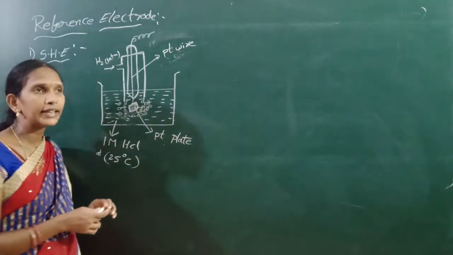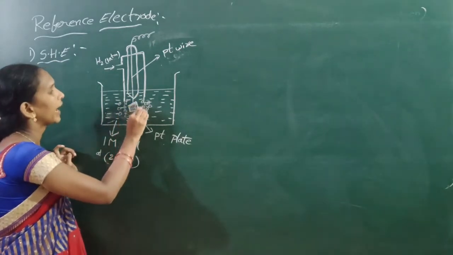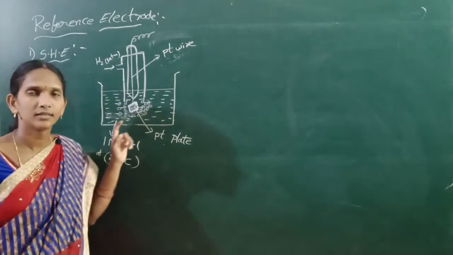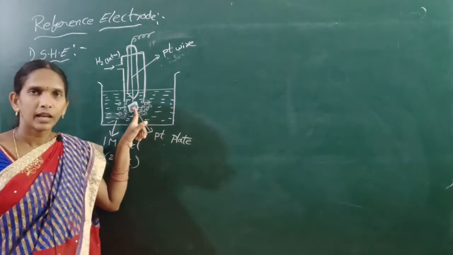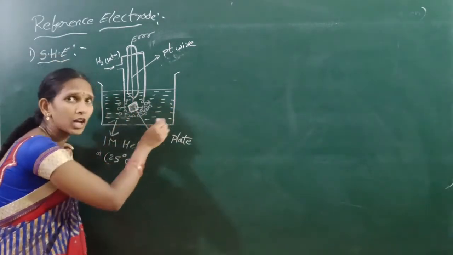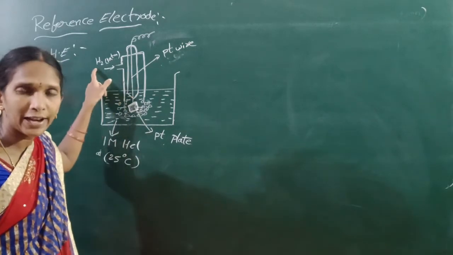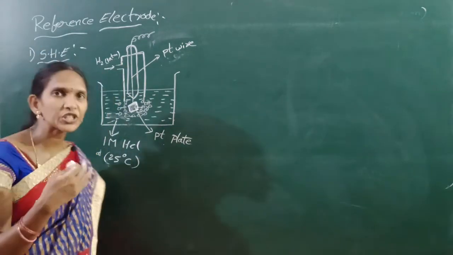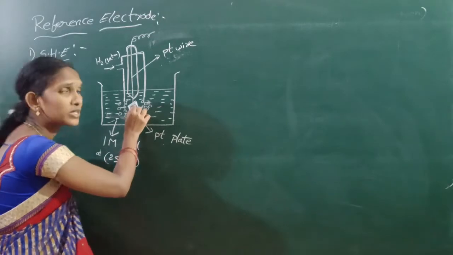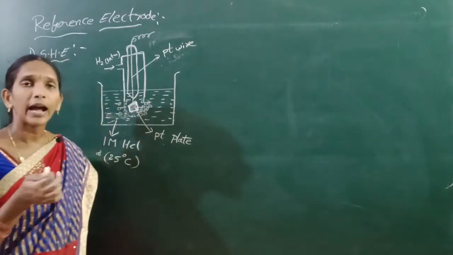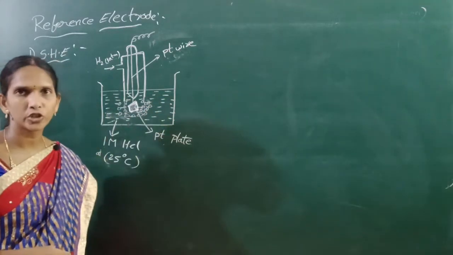Then an equilibrium exists between the adsorbed hydrogen gas at the platinum plate and the H plus ions in the HCl solution.